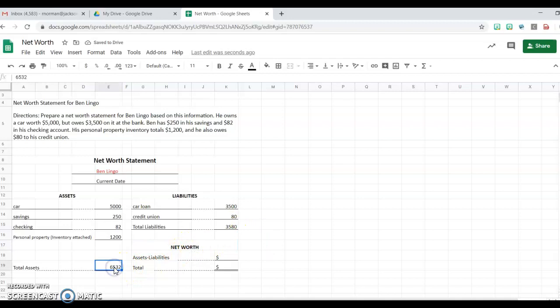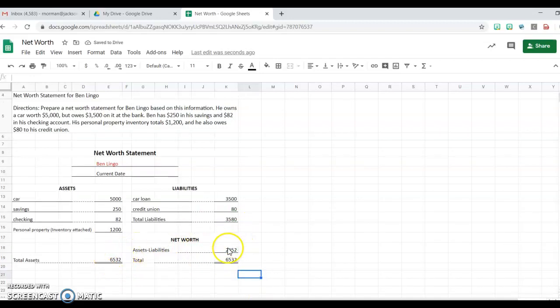So we're going to find out his net worth. We're going to take his assets, $6,532, minus his liabilities, $3,580. And we'll find his net worth, which is $2,952. The double rule to check to make sure you have your assets correct: you add your liabilities and your net worth together to get $6,532. That will equal. Okay, since we know his assets were greater than his liabilities, Ben is solvent.